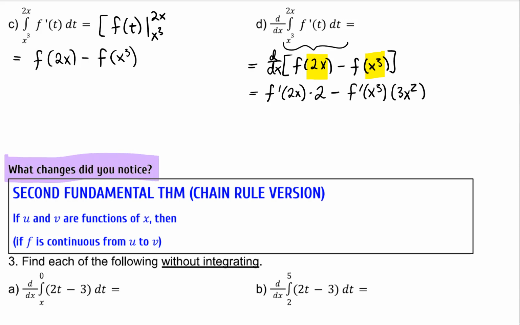What changes do you notice? The second fundamental theorem of calculus involves deriving an integral. So, if you're ever deriving a function of something other than just x, you have to use the chain rule. If your limits are functions of x, then you must remember to multiply by u prime. And the pattern looks like this.